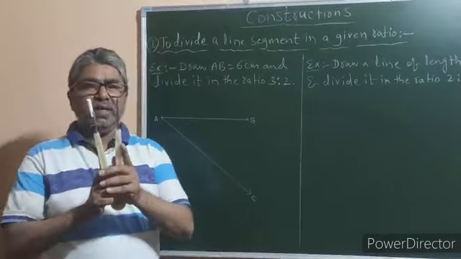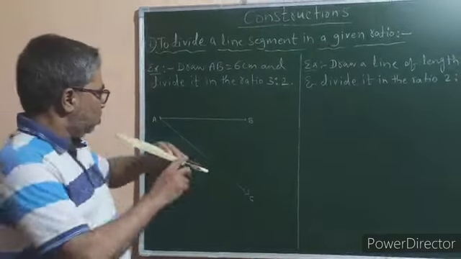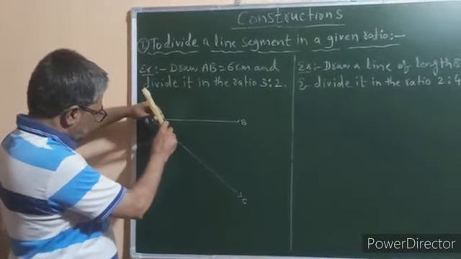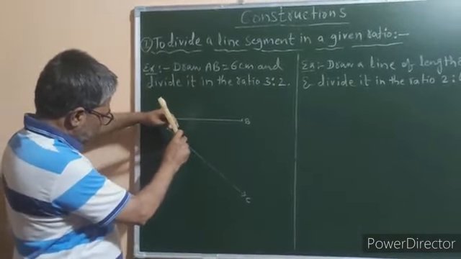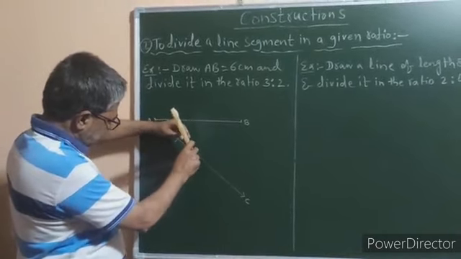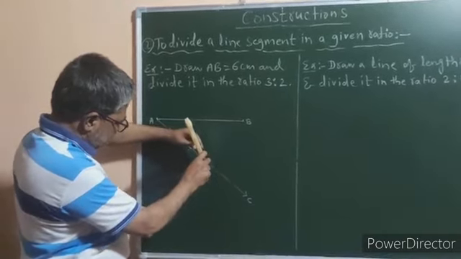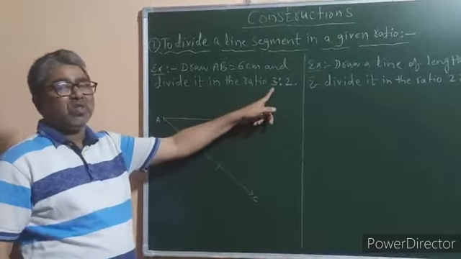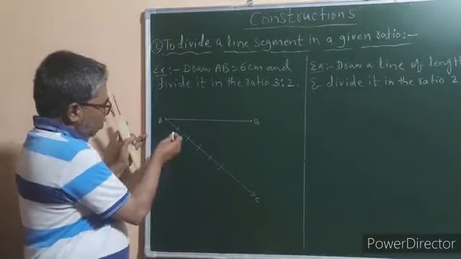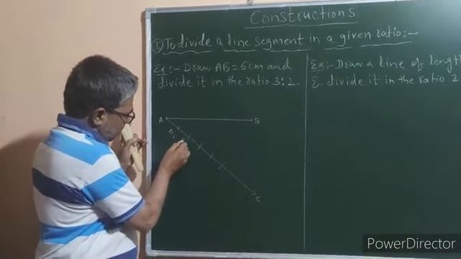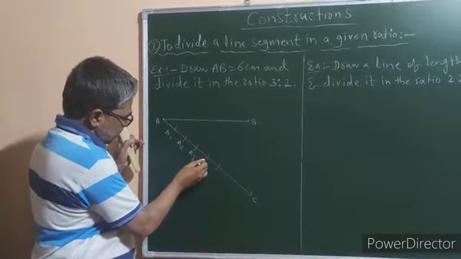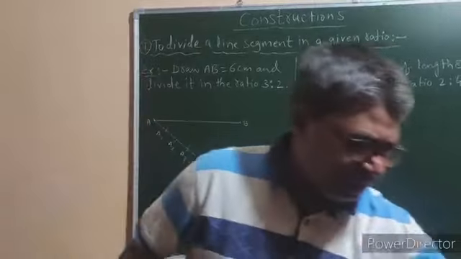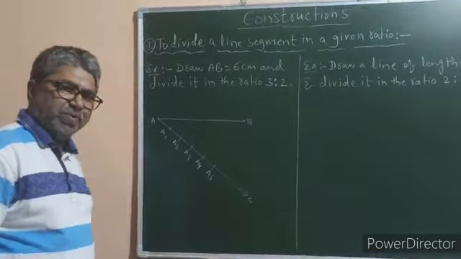So by taking suitable distance on the compass, you have to cut this ray AC 5 times. This is 1, 2, this is 3, this is 4, and this is 5, because the sum total of the terms of the ratio 3 and 2 will be 5. Now you name them as A1, A2, A3, A4 and A5. This is the next step towards the construction.